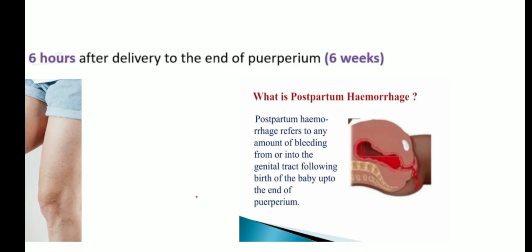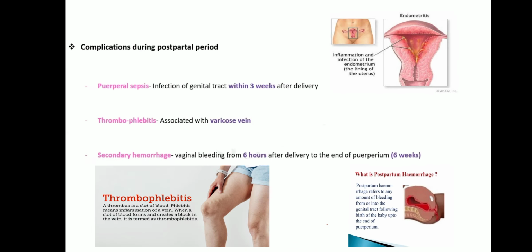Others, we also have urinary tract infections, complications like UTIs, and we have mastitis, inflammation of the breast tissues. And it is extremely important to look into these complications in the postpartum period, and we have to prevent them and treat them promptly.